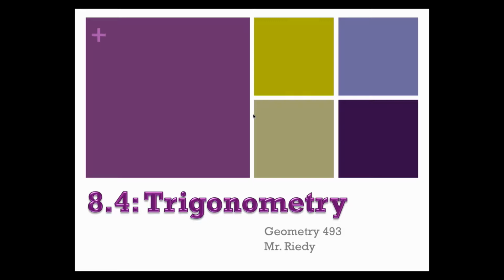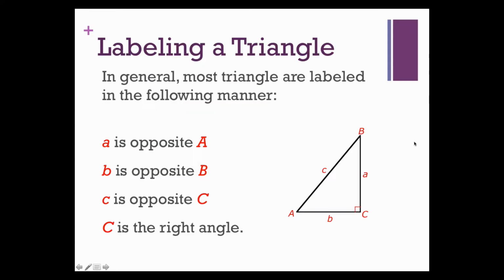All right, let's get started. So, we are going to start with labeling a triangle. Not all triangles are going to be triangle ABC. They could be XYZ. They could be alpha, beta, gamma. It doesn't matter how it's labeled, but this is the system we're going to use.